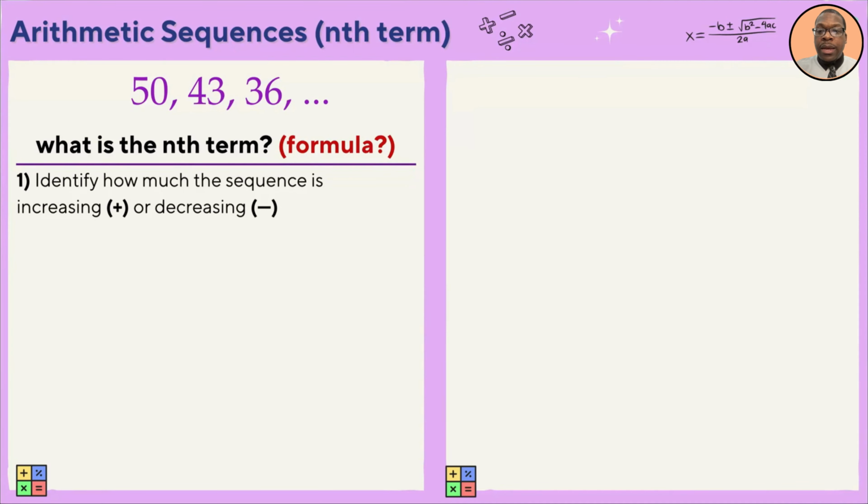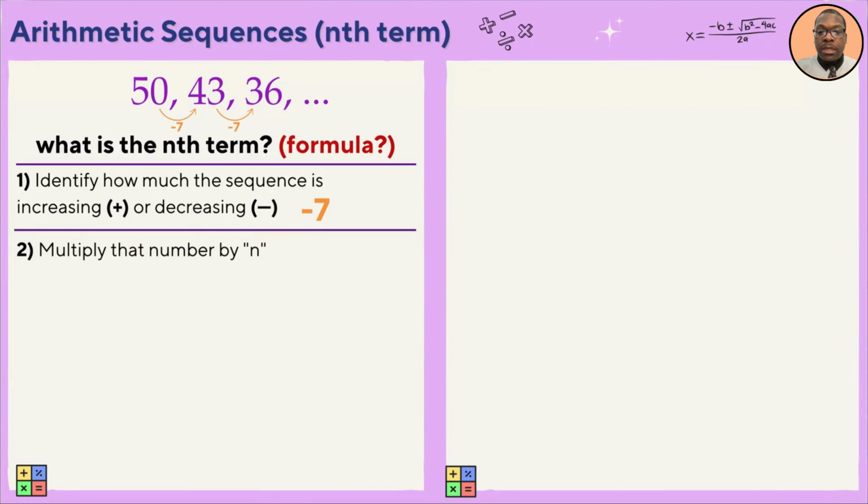So first step, identify how much the sequence is increasing or decreasing. If the sequence is getting bigger, that would be a positive number. If it's getting smaller, that would be a negative number. So in this case, to go from 50 to 43, what's happening? That would be minus 7. To go from 43 to 36, what's happening? Minus 7. So the pattern so far would simply be minus 7. That's happening every time. Second step, multiply that number by n. So that would be negative 7 times n, which simply gives you negative 7n.